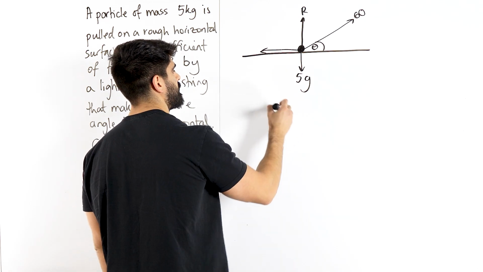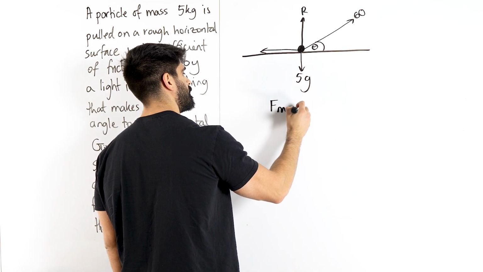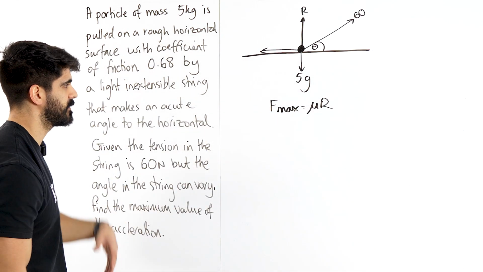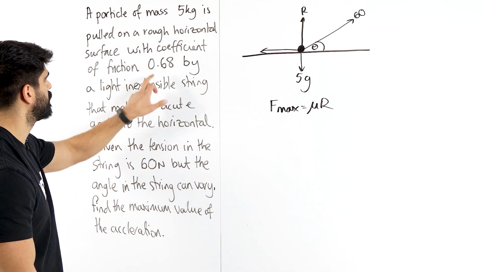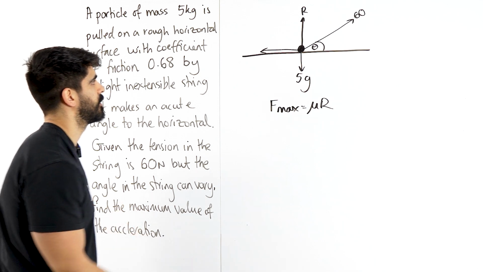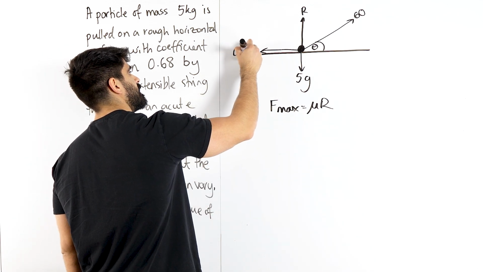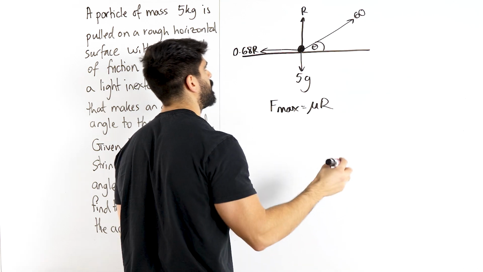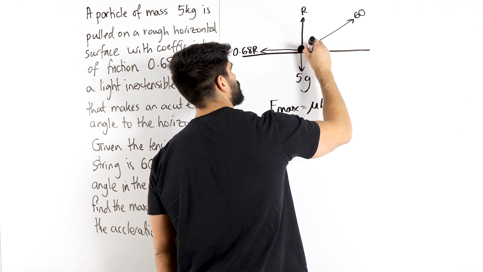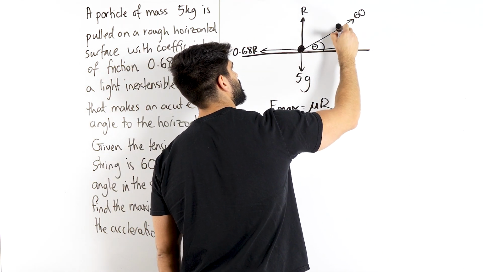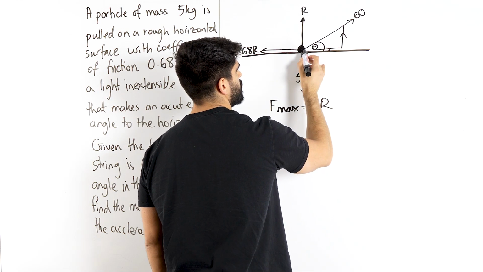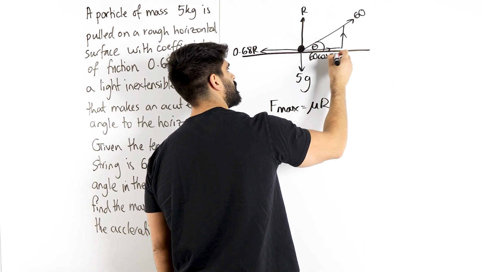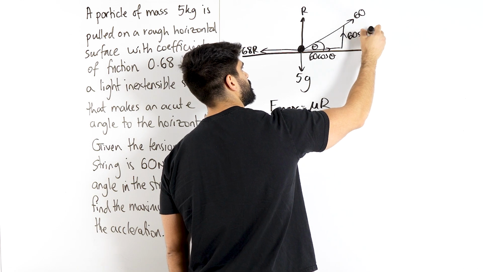Now, we know F max is mu r. So I don't write F max here, I don't write F. If it's at its maximum, I'm going to write mu, which is 0.68, and then r. 0.68 r. So we obviously need to work out r first. But we also need to make sure that all forces are pointing up, down, left, right. So this, my adjacent, is going to be 60 cos theta, and this is going to be 60 sine theta.